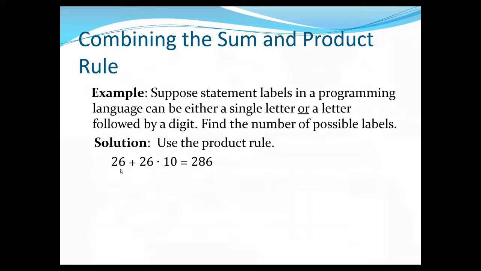ways. So again, 26 represents if the label is just a single letter or a single character. And if it's two characters, this is how we label it, 26 times 10, a character and a number. For all possible ways, we're just going to add the single character with the double character, and we have all the possible labels for your programming language. So we have 286 ways.